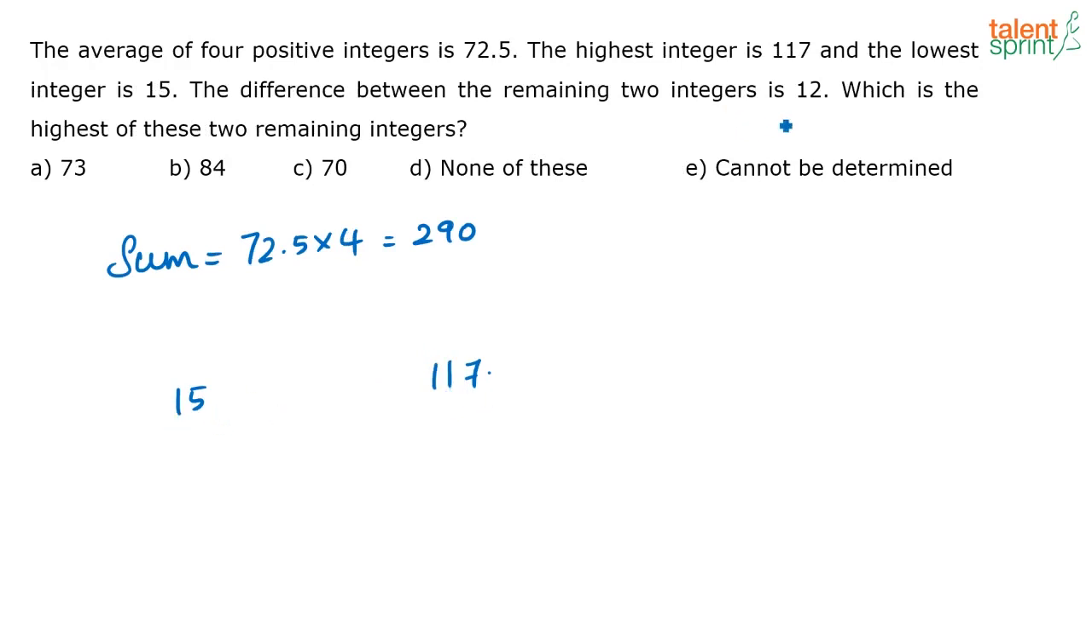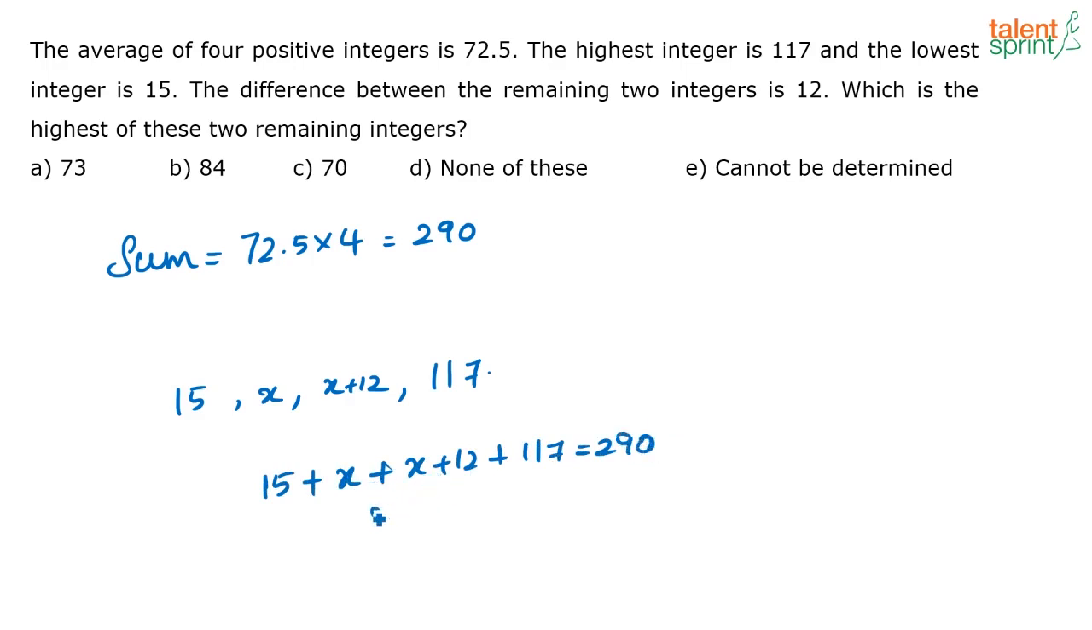The difference between the remaining 2 integers is 12, meaning if one number is x, the other number is going to be x plus 12. Now we know the sum of all of these is equal to 290, so I can say 15 plus x plus x plus 12 plus 117 is equal to 290. What is the value of x?